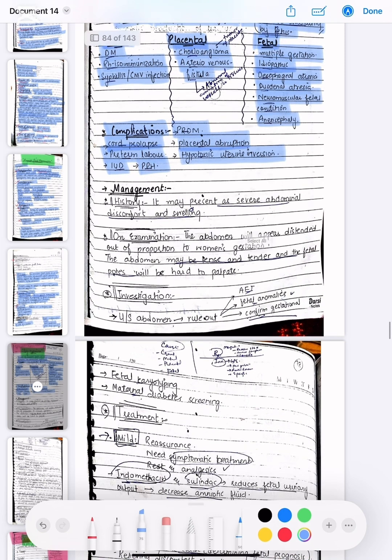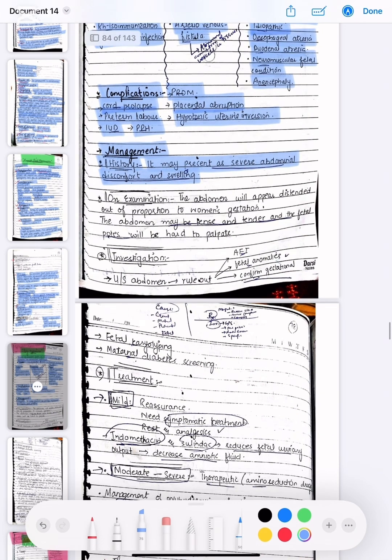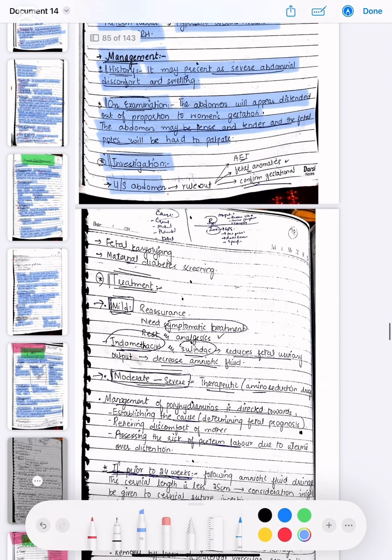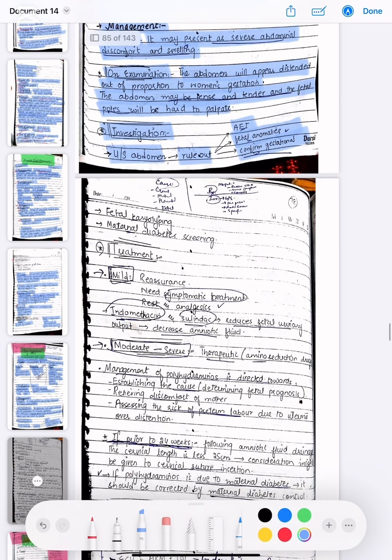The management options are history taking, that is, it may present with severe abdominal discomfort and swelling. On examination, the abdomen will appear distended out of proportion to the woman's gestation, and the abdomen may be tense and tender, and the fetal poles will be hard to palpate. The investigation options are ultrasound abdomen, that is to rule out the amniotic fluid index and the fetal anomalies and confirm the gestational age. Then the fetal karyotyping is done and the maternal lab screening is done.